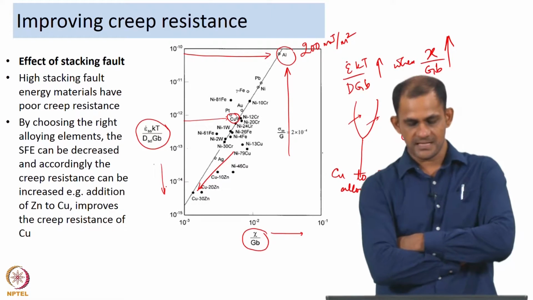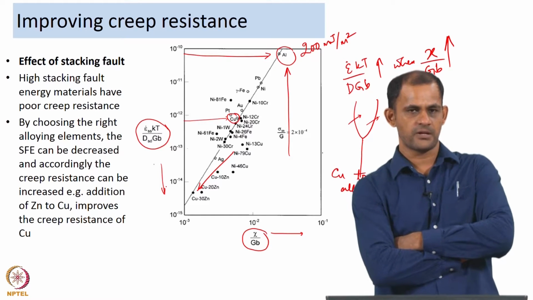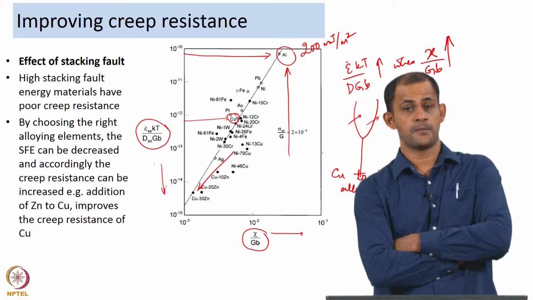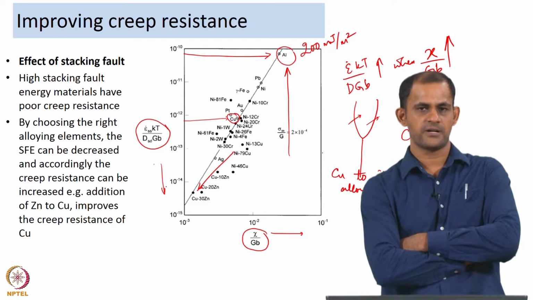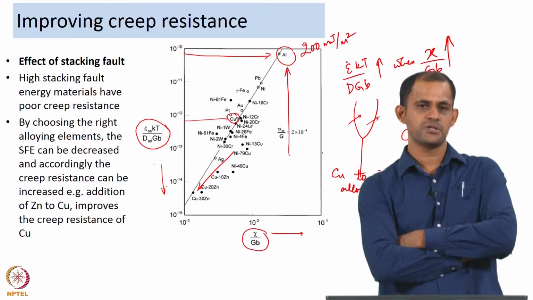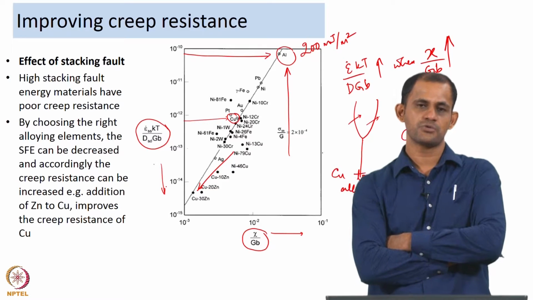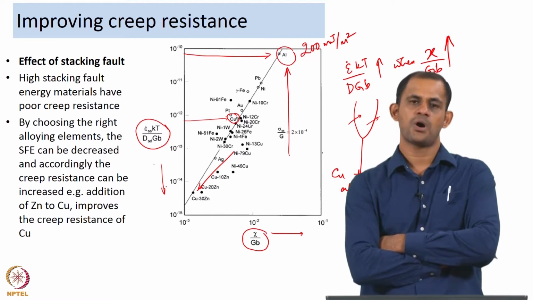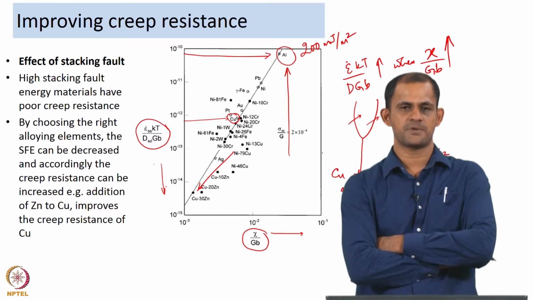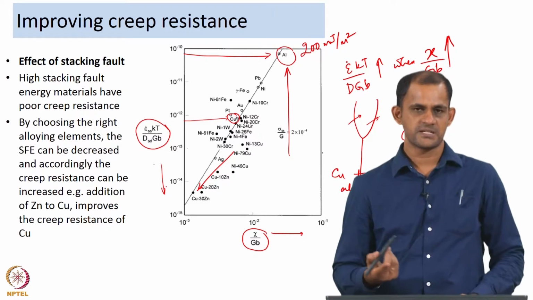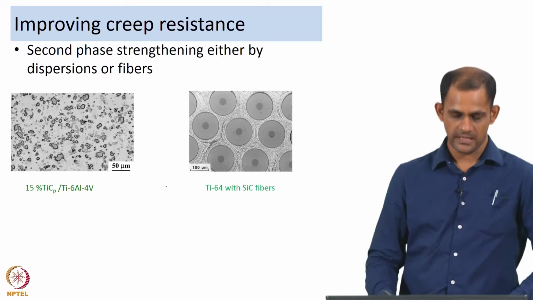So, what this tells us is, by choosing the right alloying elements, you can play around with the stacking fault energy of the material, and by reducing the stacking fault energy you can reduce the creep strain rate of deformation, or in other words you can improve the creep resistance of the material. So, that is the effect of stacking fault. Let us look at another aspect.